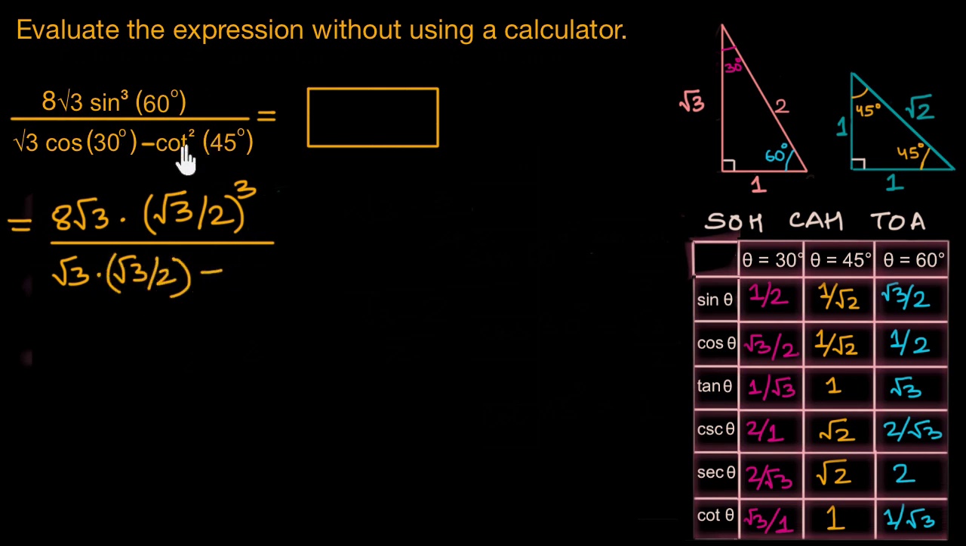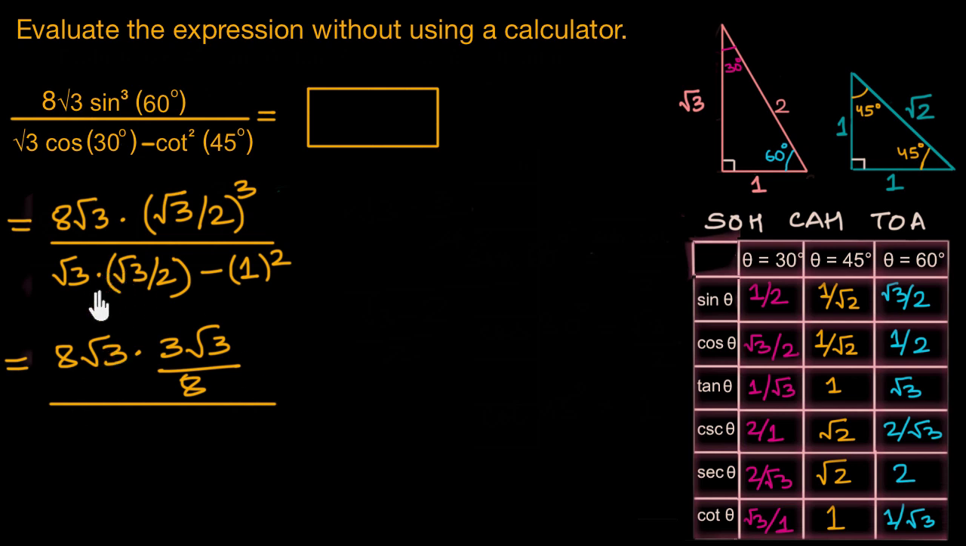And then we have cot square 45. Again looking into the table, cot 45 is 1. So cot square 45 would be 1 square. Now all that we need to do is simplify this expression. Let's do that. So in the numerator I have 8 root 3 times root 3 by 2 cubed, which would be 3 root 3 by 8. And then in the denominator I have root 3 times root 3 by 2, which would be 3 by 2, minus 1 square is 1.